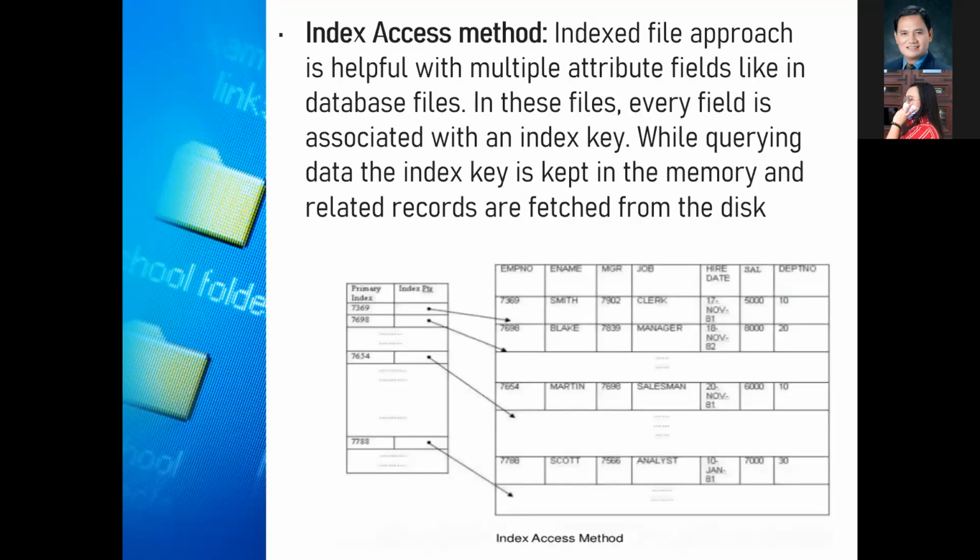Next, the index access method. The index file approach is helpful with multiple attribute fields like in data files. In these files, every field is associated with an index key. While querying, the data index key is kept in memory and related records are fetched from the disk. This is an example of the index access method.